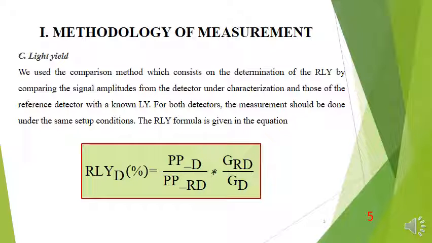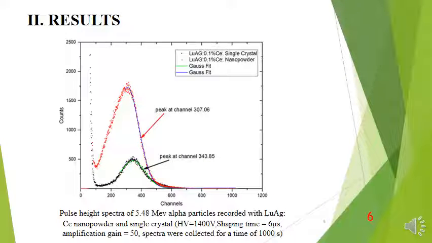The absolute light yield is given by multiplying the relative light yield by the absolute light yield of the reference detector. As results, as we show here, the position of the full absorption peak of the reference detector is at channel number 343.85. This value represents 100%. The tested nanopowder scintillator shows a full absorption peak centered at channel number 307.06, which represents 89.3% of the light yield of the reference detector.